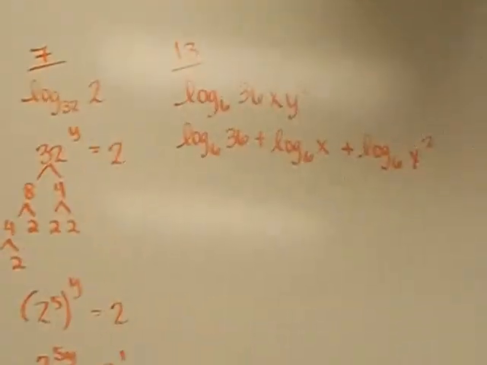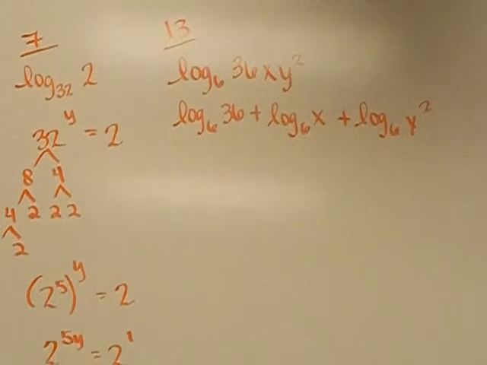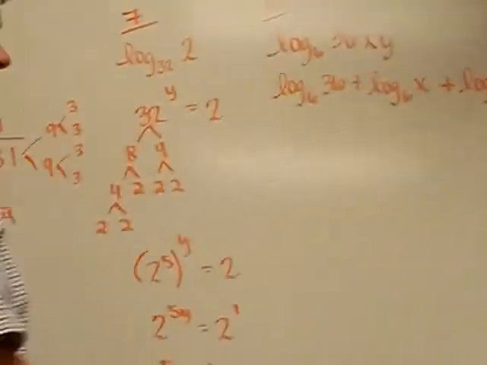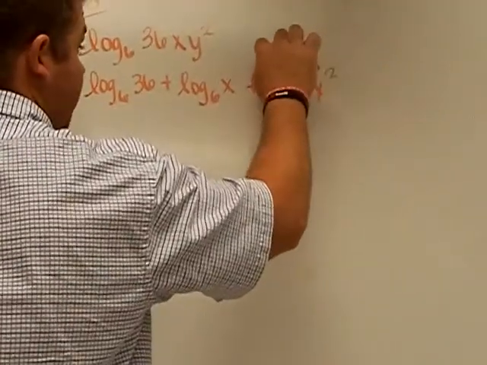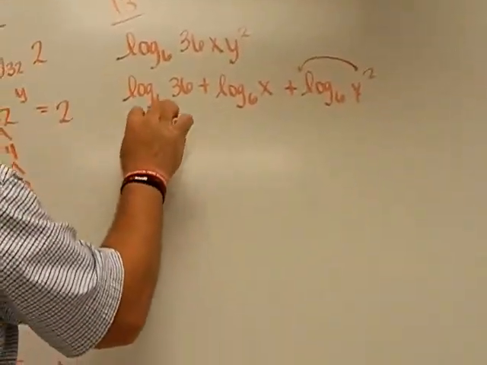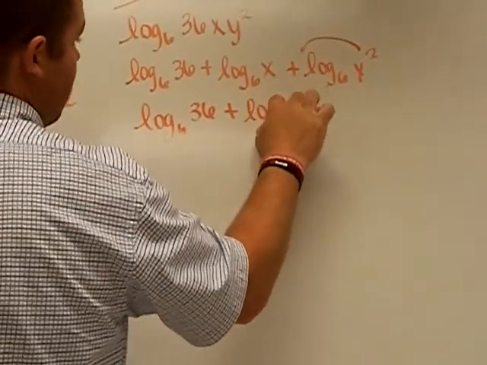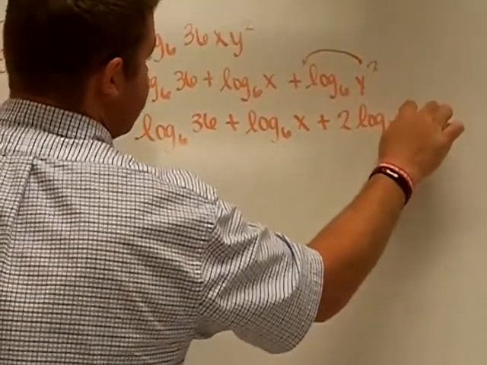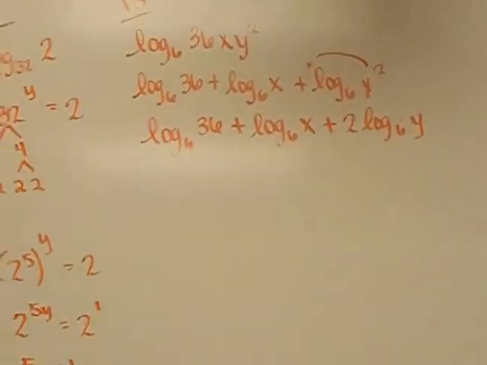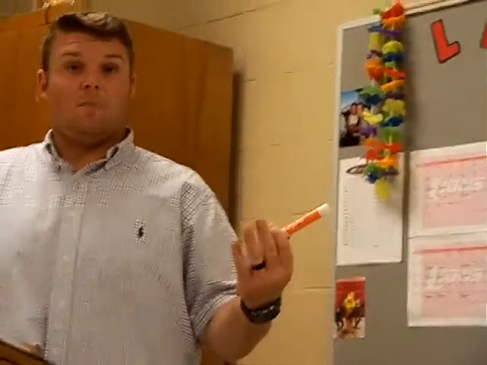Is log base 6 of 36 done? Yep. There's nothing I can do to it. Log base 6 of x, there's nothing I can do to it. This one has an exponent. Correct? So this 2 can come out front. So now we have log base 6 of 36 plus log base 6 of x plus 2 log base 6 of y. Now we're done. That's all we can do to it. Does that make sense? That's it.